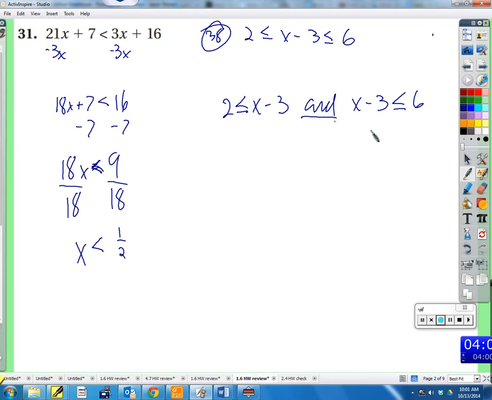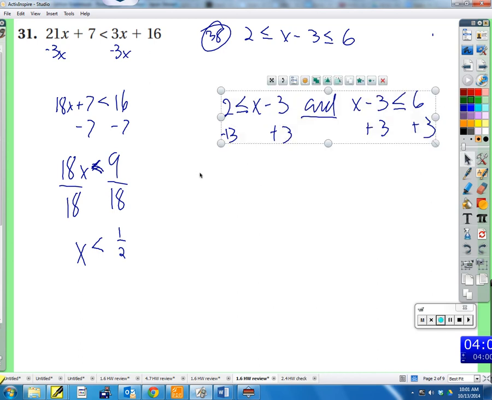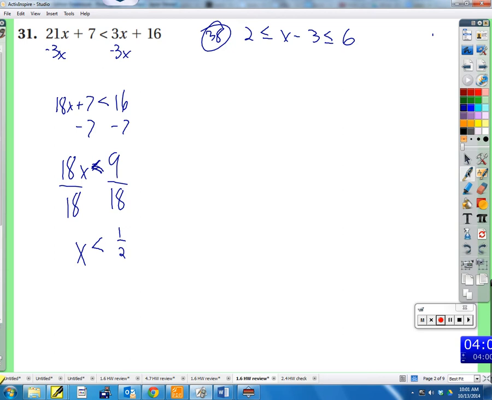Like if we did this as two different things, but at the same time we do plus 3 here and plus 3 here. So rather than doing all of that, since we can write "and" in between them, we can just put them together in one. Add 3 here. It's like we're just solving this inequality. Add 3 here. It's like we're solving this inequality by itself.